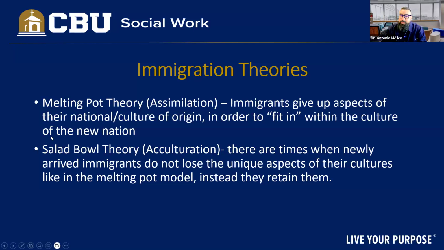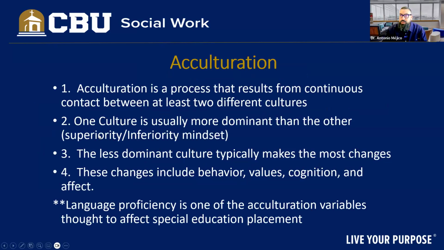Another dynamic is the salad bowl theory, different from assimilation. This is referring to a term that we call acculturation. And I'm going to give you some visible examples of this in a second. So under the salad bowl theory of immigration, we recognize that there are times when newly arrived immigrants do not lose their unique aspects of their cultures, like in the melting pot model, but instead they retain them. So they adopt some of the practices, the cultural norms of the new country they are moving to, but they hold on to those same practices and norms from their country of origin. So let me give you some examples of what that looks like related to acculturation.